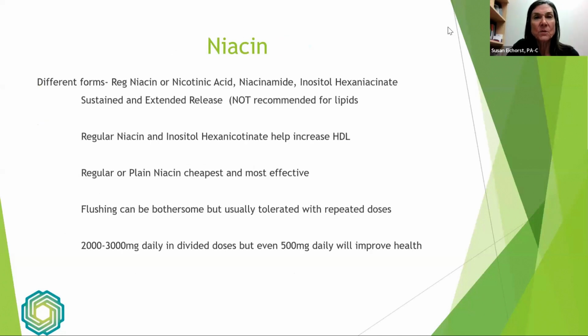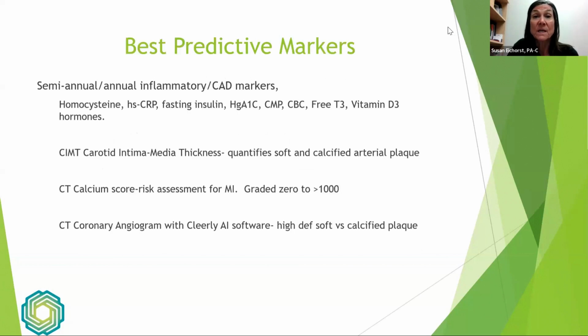Niacin, I want to do a whole other talk on this. If you're going to go into niacin, expect that it will cause flushing. It can be bothersome, but is usually tolerated if you continue with doses. Best if you do it with a meal. Regular or plain niacin is preferential. It's the cheapest, it's the most effective. You will get used to it. Usually you want doses anywhere between 2,000 and 3,000 in divided doses, but even 500 milligrams a day is beneficial.